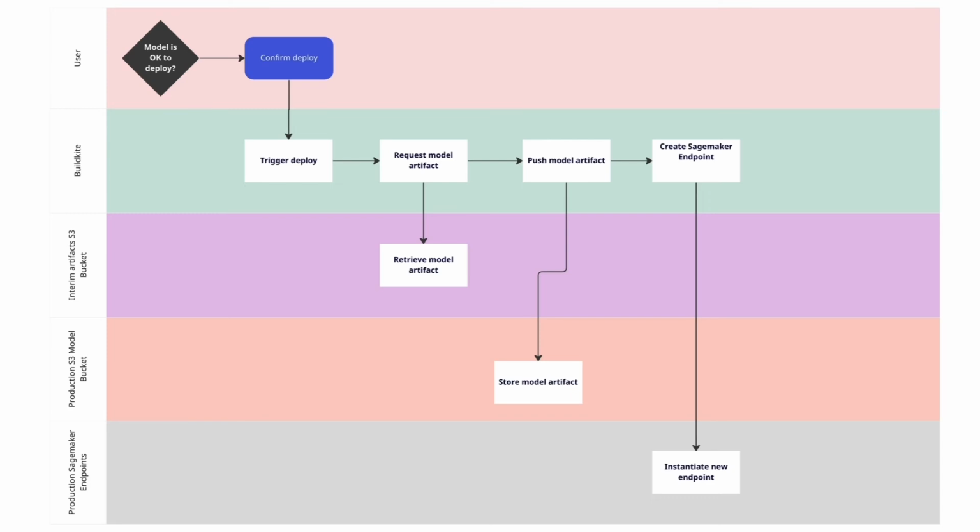Okay, so here's the kind of deployment flow. We make a decision about deployment, trigger the deployment Buildkite, request the model artifact from S3, push it to a different S3 so we can use it in production, and then create the SageMaker endpoint that references that S3 bucket, and also the Docker image that we receive from the callback to the Buildkite step using the Buildkite API.